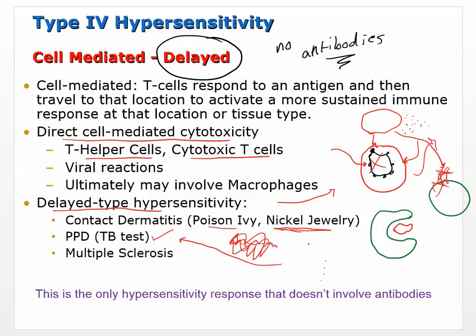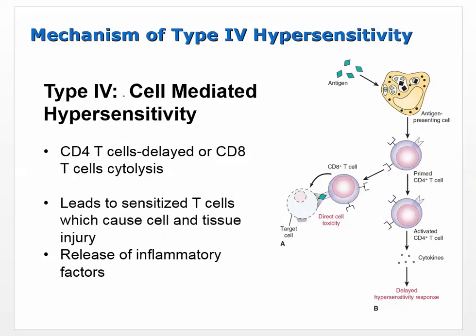Type 1 diabetes, the same thing. The beta cells have these antigens on their surface that the T cells recognize, and then they will cause more of a response, and they will take them out. Okay. So again, this is the only hypersensitivity response that doesn't include antibodies. So the mechanism again. So we see here an antigen presenting cell that could be a macrophage, takes it in, and then tells the T cells that it's an inappropriate response.